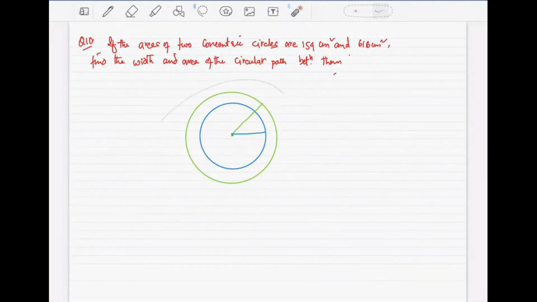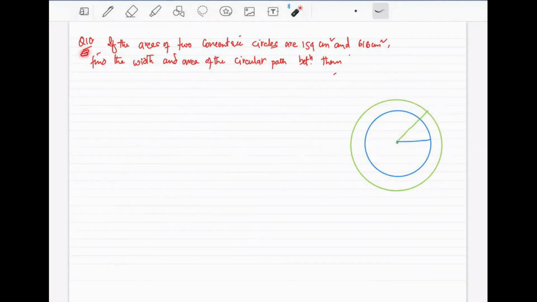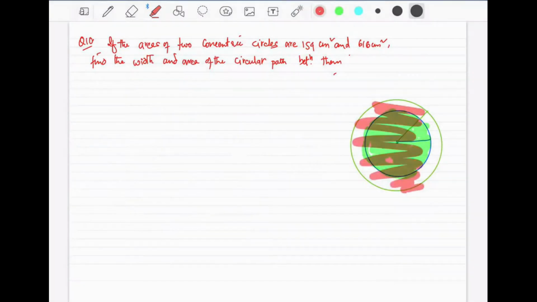The question says in 10, if the areas of two concentric circles are 154 and 616, there is a bigger one and there is a smaller one. So the bigger one has an area of 616 centimeter square, and the smaller one has an area of 154 centimeter square. So this green part right here, this is 154. And then if I draw with the red, this whole red part, this is the 616. What is the question then? Find the width and area of the circular path between them.